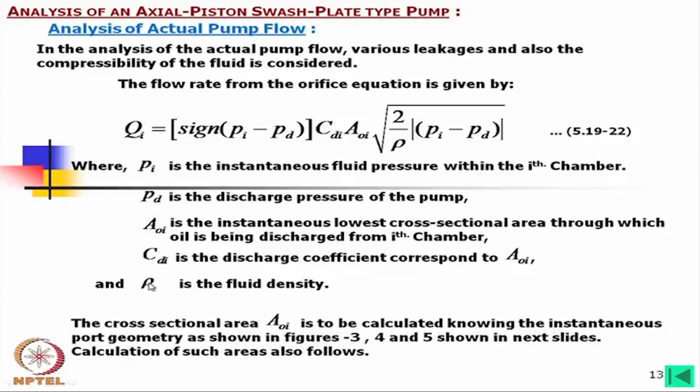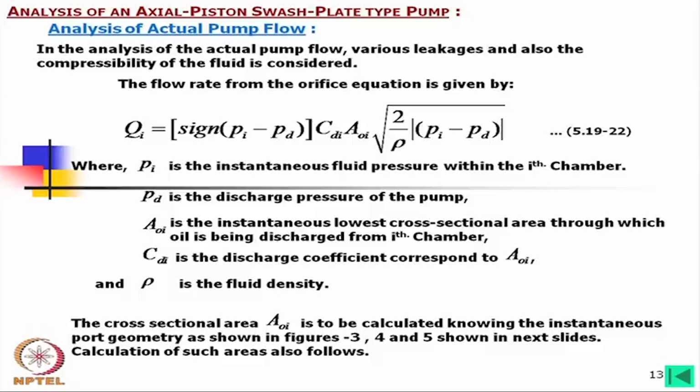Sometimes this rho we have defined as rho O for oil. The cross sectional area AOI is to be calculated knowing the instantaneous port geometry as shown in figure 3, 4, 5. We will come next to that in the next slides, and how to calculate the area.